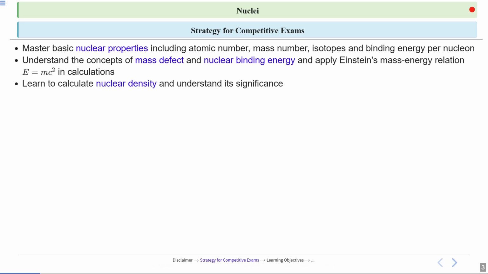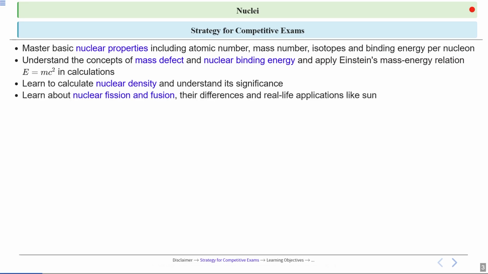You should learn how to calculate nuclear density. Nuclear density is the mass of the nucleus divided by its volume, and it's almost the same for all nuclei. You should explore nuclear fission and fusion. Fission is when a heavy nucleus splits into two lighter nuclei, and fusion is when two light nuclei combine to form a heavier nucleus. Notice how fusion generally releases more energy per nucleon than fission, and both processes have important real-life applications.